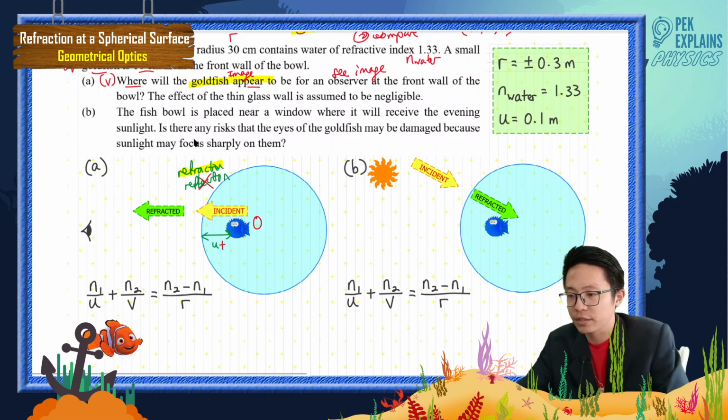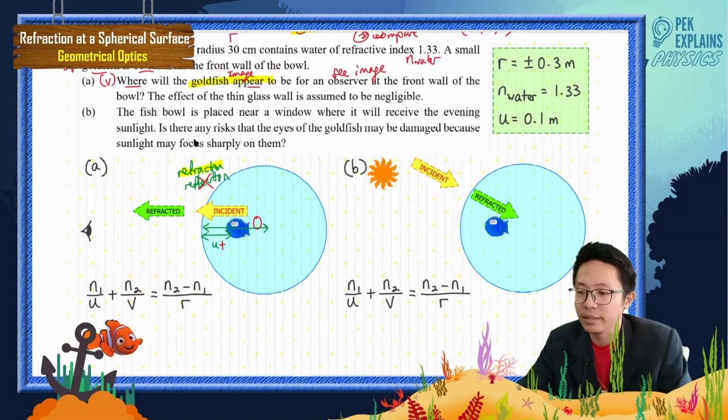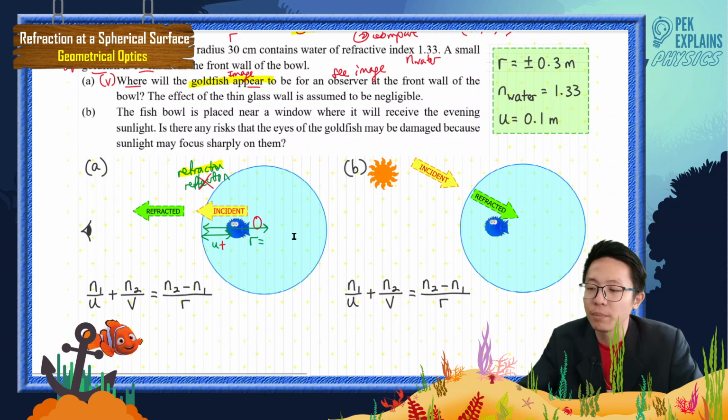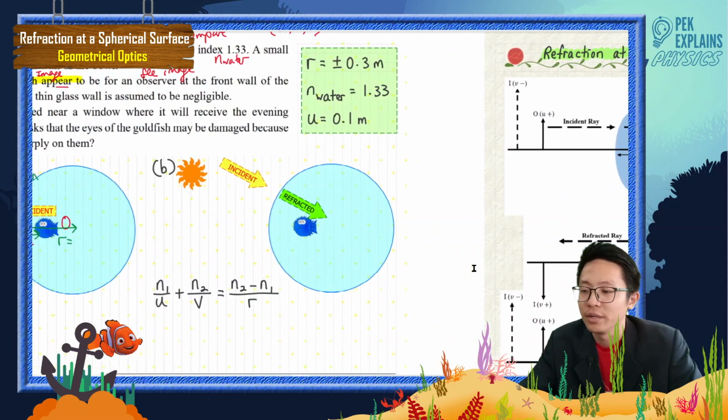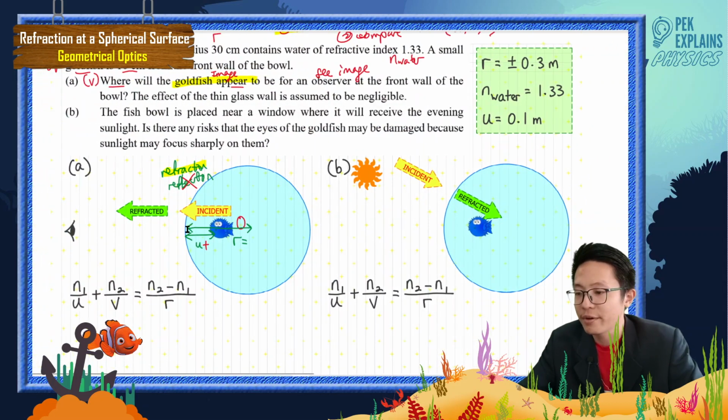This is the radius of this surface. Let's draw the radius. This is the radius of this sphere. Is this radius positive or negative? Radius compared with who? Radius compared with the refracted ray. If on the same side, it is positive; if opposite to the refracted ray, it is negative. So my radius is opposite to the refracted ray.